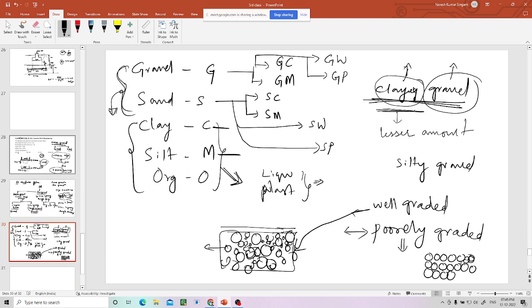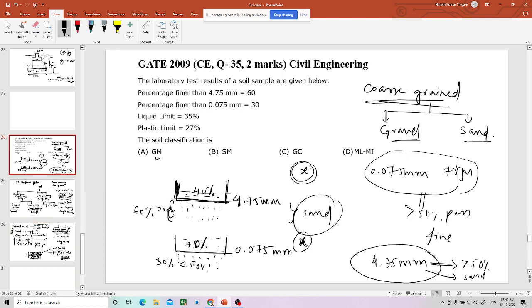Now coming back to the question again, so we found that it is sand. See, greater than 50% is passing through this. That means finally we understood that it is sand. That means S. Just see the options in which S is there. In A, it is not there. In B, it is there. Okay. In C, it is not there. In D, also it is not there. That means the answer is B. We understood the answer is B.